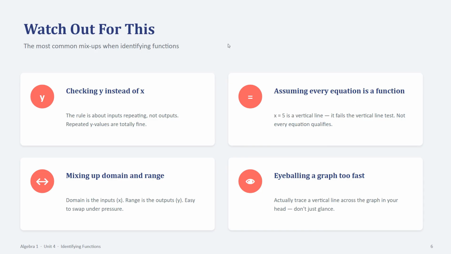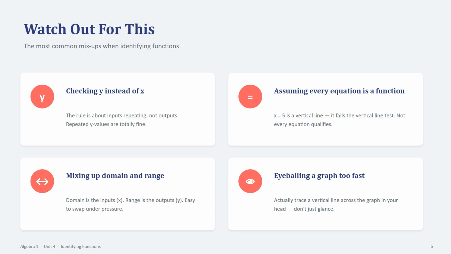Watch out for the most common mix-ups when identifying functions. The first is checking y instead of x. The rule is about inputs repeating, not outputs. Repeated output values are totally fine.